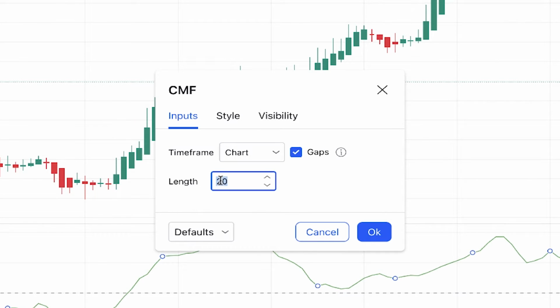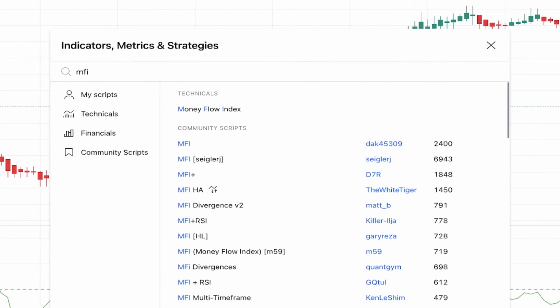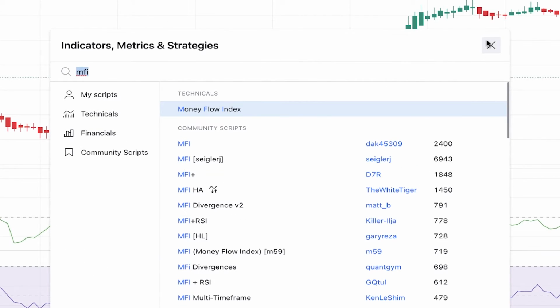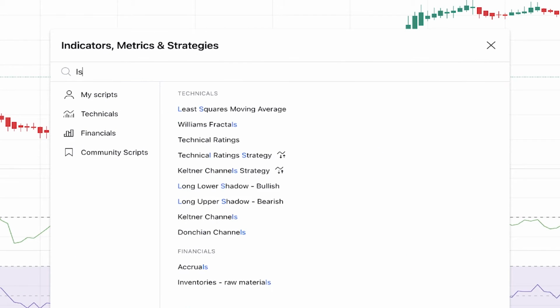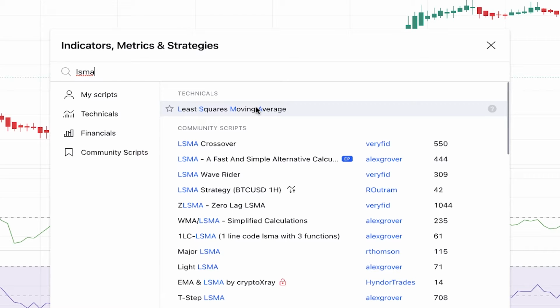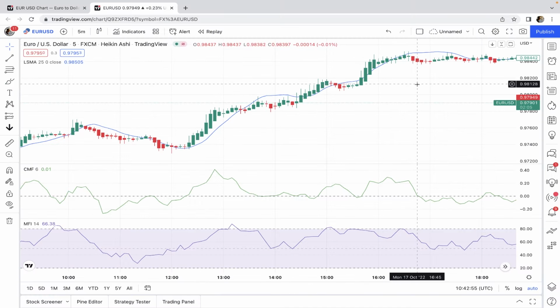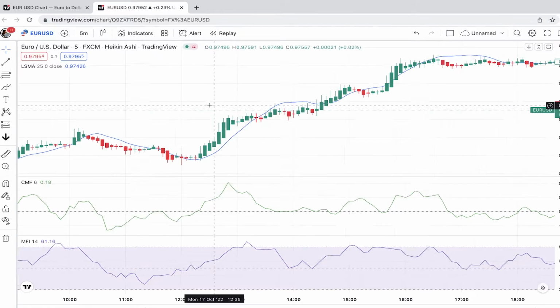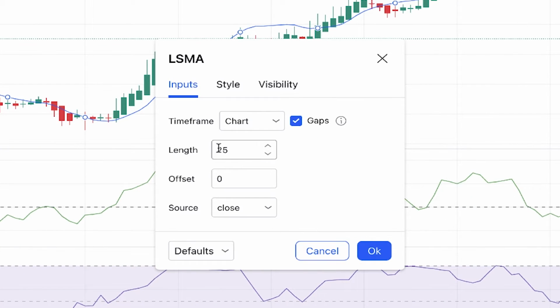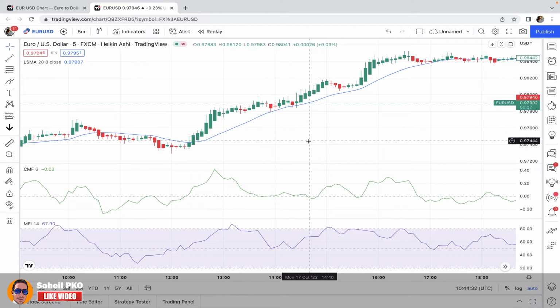Here for the length we set it at 6, and the next indicator that we want to add is money flow index, and we use this indicator with its default settings. We must add one more indicator which is called LSMA, least squares moving average, which is the linear regression moving average, actually the linear regression of the price action. For this indicator we must also change its settings. For the length we set it at 20 and for the offset at 8, and we click on OK. Everything is already set on the chart, and let's see how we trade based on this 5-minute scalping strategy.